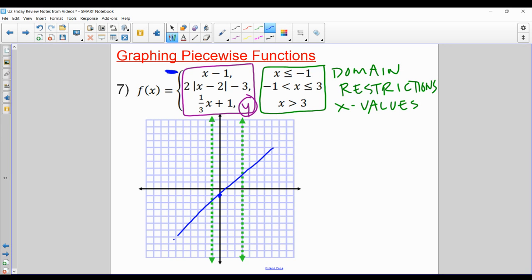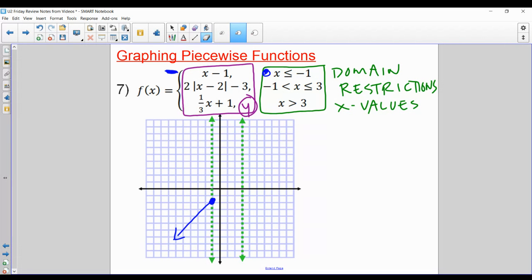What we have to understand is that this is valid in our restrictions only where x is less than or equal to -1. So that means at -1 in the x, that's where my function starts, and it goes for all the x's that are less than. So I don't need any of this as it passes that first breaking point. You can see I've used a solid dot because my domain restriction says x less than or equal to.